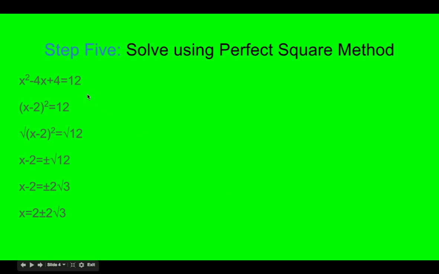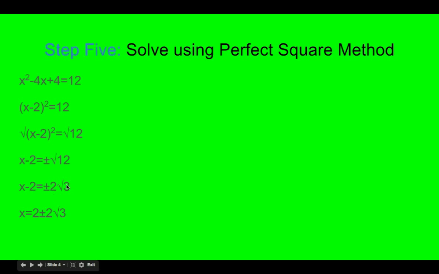So we will take what we got in the last slide to be our perfect square equation, which was x squared minus 4x plus 4 equals 12. Rewrite this left side as a perfect square, which is x minus 2 squared. Take the square root of both sides. We are left with x minus 2 equals positive or negative square root of 12. The square root of 12 will not come out as an even number, so we will be left with x minus 2 equals positive or negative 2 square roots of 3.